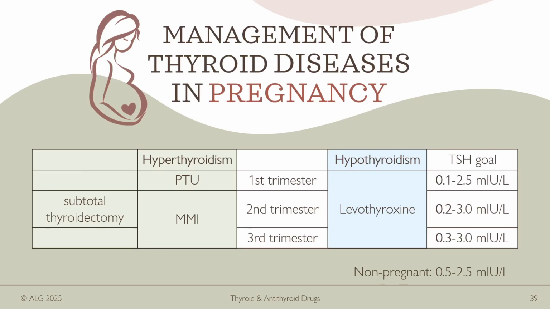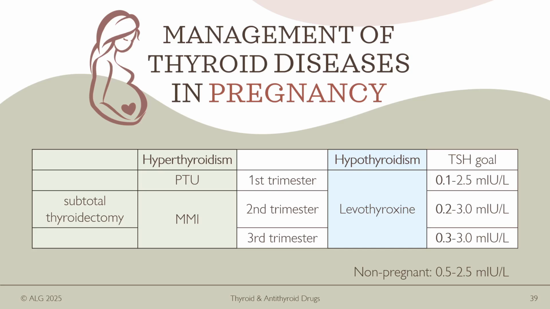Some of the things on this slide are somewhat familiar by now. We give levothyroxine for hypothyroidism, PTU for hyperthyroidism in the first trimester, then switch to methimazole for the rest of pregnancy. Be it treatment of hyper or hypothyroidism, our TSH goals are the same. Pregnant women have lower TSH because they have higher thyroid hormone requirements. We would like the maternal TSH to be in the lower half of normal range because we want the mother to have adequate thyroid hormones to pass on to her baby for their normal growth and development.